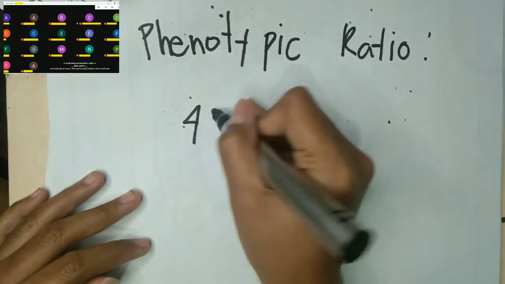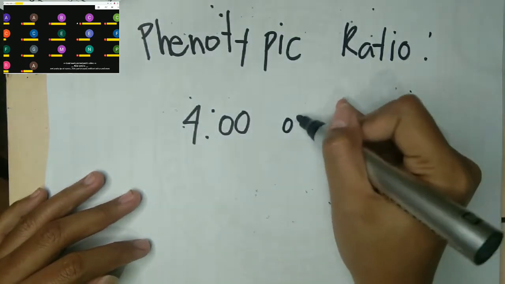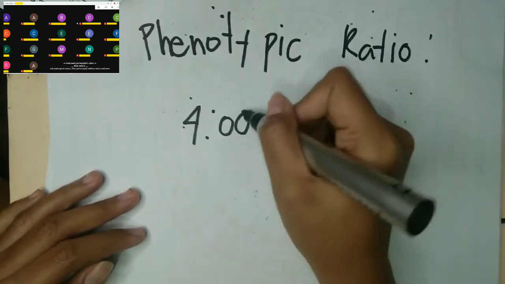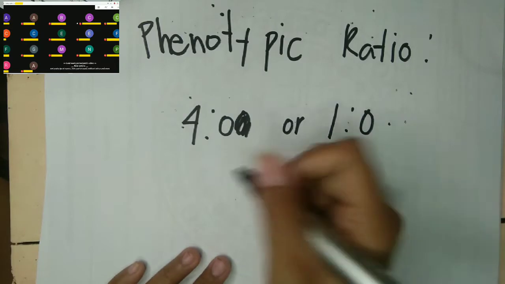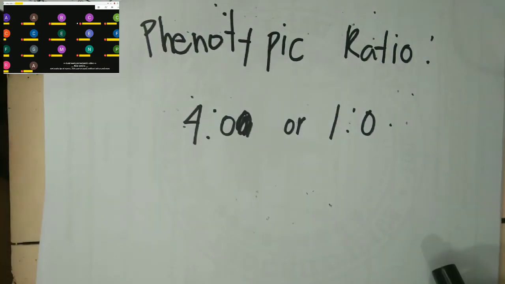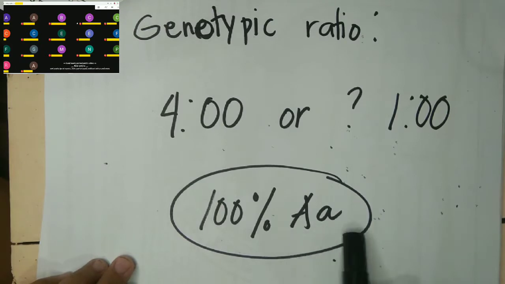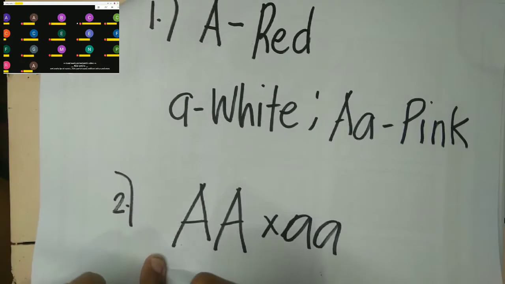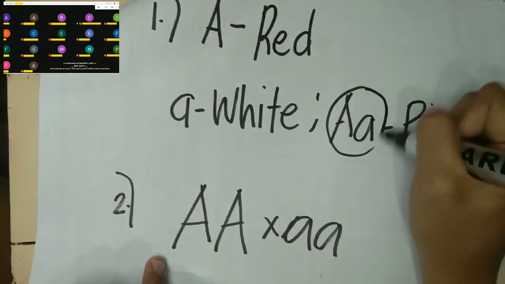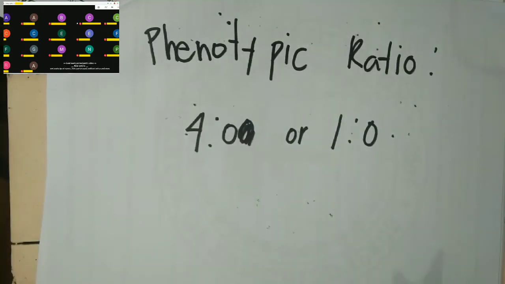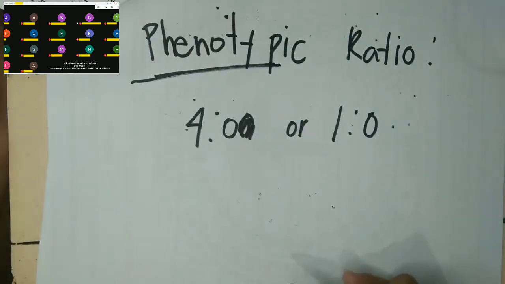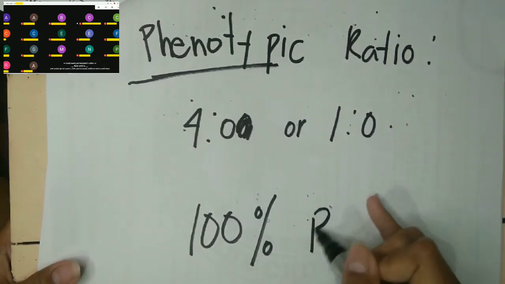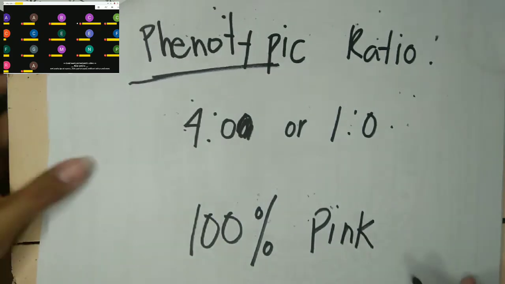Again, since we have 4 offspring, we have the ratio of 4 to 0 or 1 over 0. Sorry, my bad. Next, since we have a genotypic ratio of 100% dominant and recessive trait, then the offspring will be 100% pink. Okay, very good.